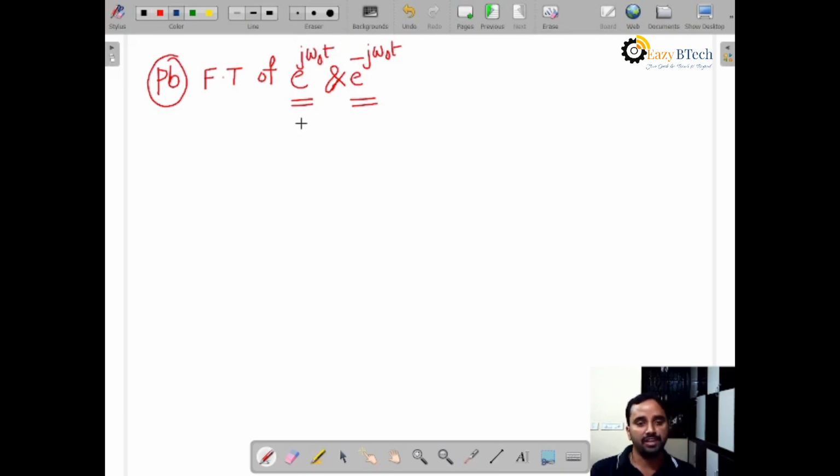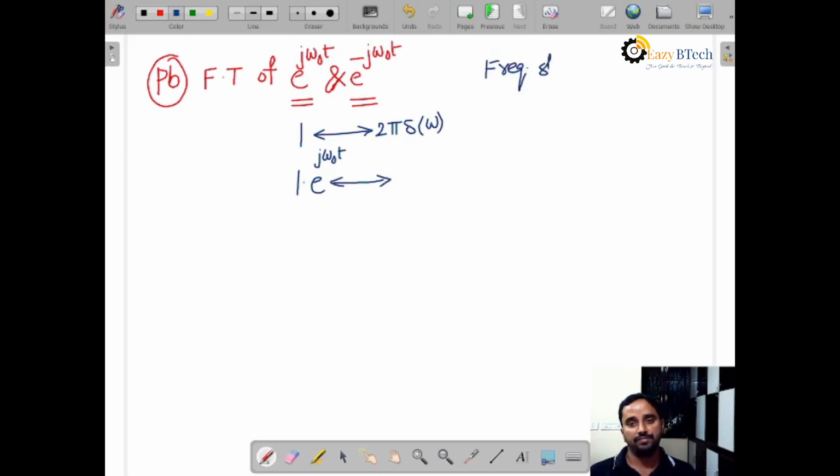Just now we have seen the Fourier transform of 1. What did we get? 2 pi del of omega. Now this 1 is multiplied by e power j omega naught t. So we have the frequency shifting property, which is useful now. What is the frequency shifting property? X of t has Fourier transform X of omega.